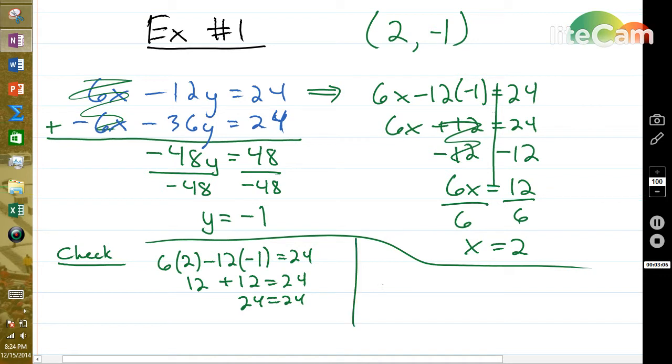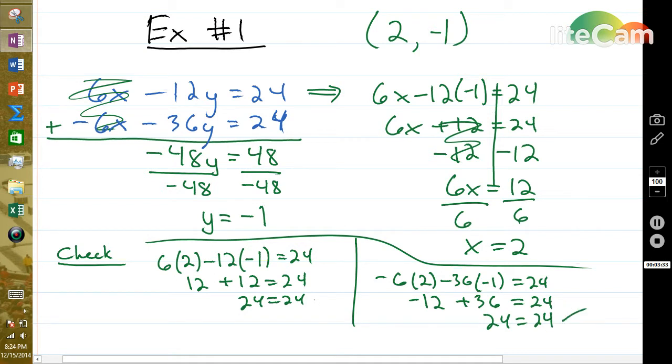To try the second equation, we have negative 6x minus 36y equals 24. So instead of x, I'm going to write 2. Instead of y, I'm going to write negative 1. Let's see if this checks out. Negative 6 times 2 is negative 12. Negative 36 times negative 1 is a positive 36. Negative 12 plus 36 is 24, so this also checks out. So this solution is correct.